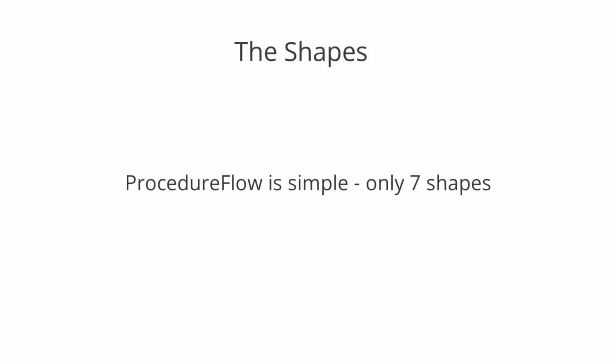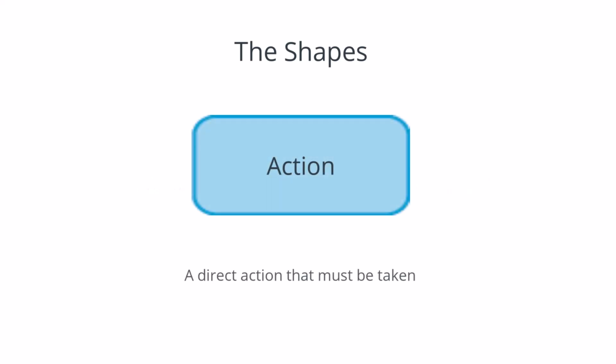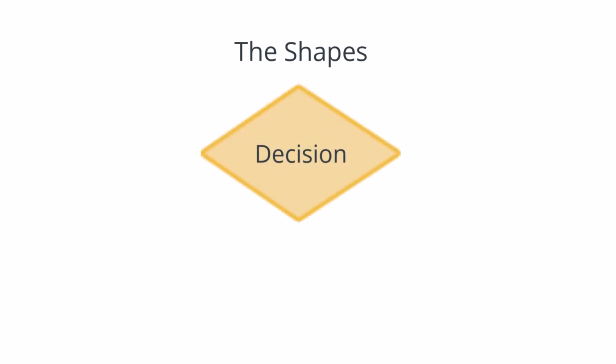Procedureflow is designed with simplicity in mind, so there are only 7 shapes that you need to remember. The action shape represents a direct action that must be taken. For example, this could mean filling in a field in your system, asking a customer a question, or advising them of something. The decision diamond represents a choice or a fork in the road. Depending on the answer, you'll follow a different path or different steps.